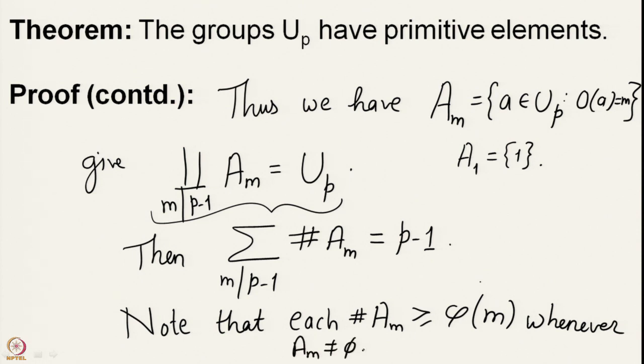So start with an element A of order m. We are assuming that A_m is non-empty, so there is an element A of order m. Then look at the cyclic subgroup generated by A. So this will be the elements A, A square, A cube, and so on all the way up to A power m minus 1, and then A power m gives you 1. So this is the cyclic subgroup of order m of the group U_p.